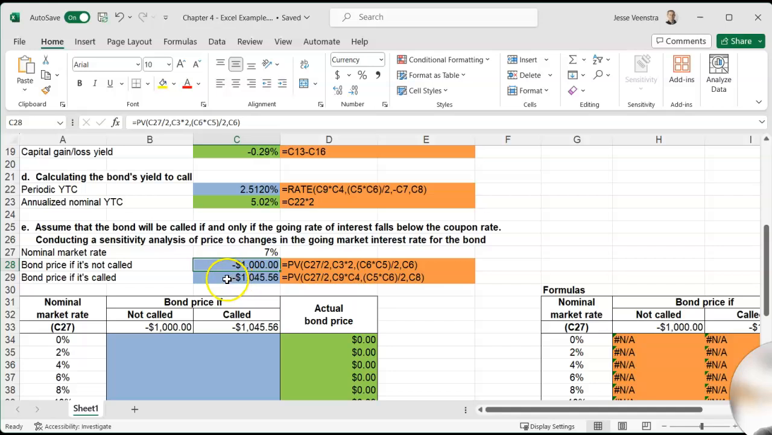Now same thing here, price if called, C33. It's saying, what is the price of the bond if it's called? I'm finding the present value, again, using the information from above and a market rate of 7%. What is the present value of the bond, or what would the price be if we paid that today? Now it's really important here that these are formulas, and that you use the variables.